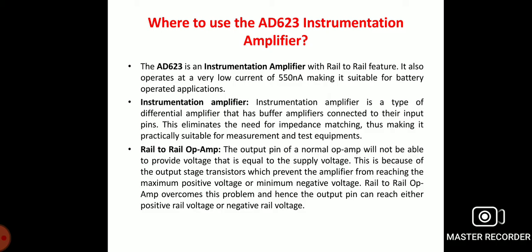And what is the rail to rail op-amp? The output pins of a normal op-amp will not be able to provide a voltage that is equal to the supply voltage. This is because of the output stage transistor, which prevents the amplifier from reaching the maximum positive voltage or maximum negative voltage. The rail to rail op-amp overcomes this problem, and hence the output pin can reach either the positive rail voltage or the negative rail voltage.